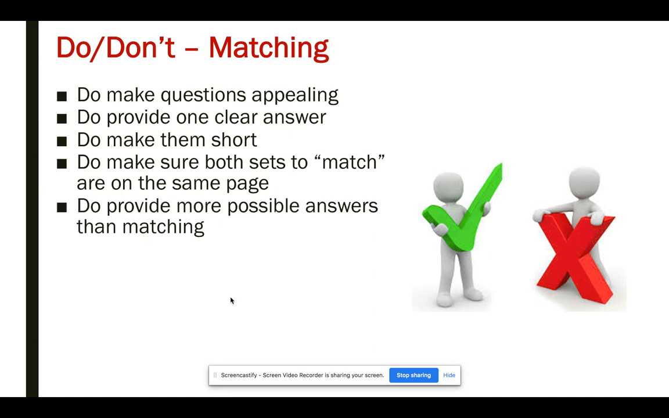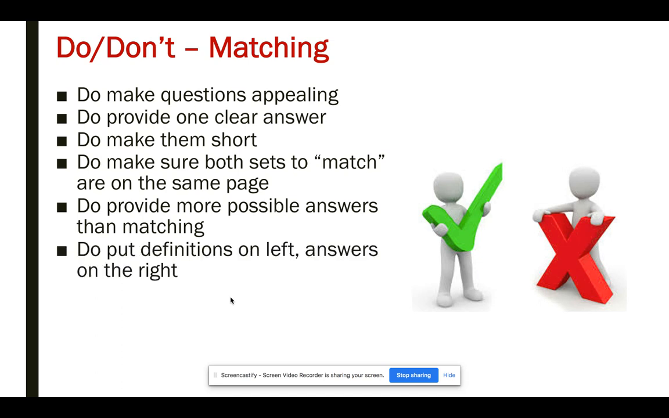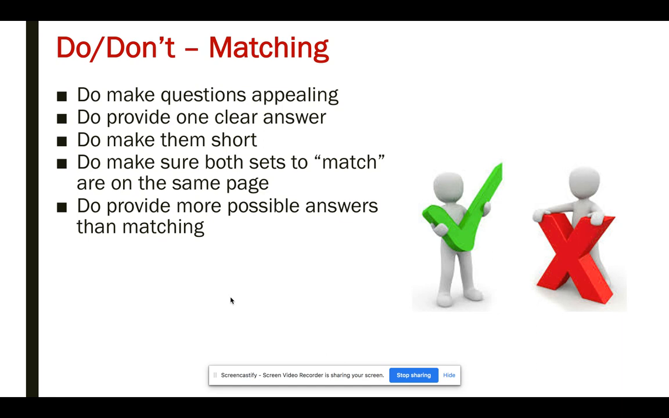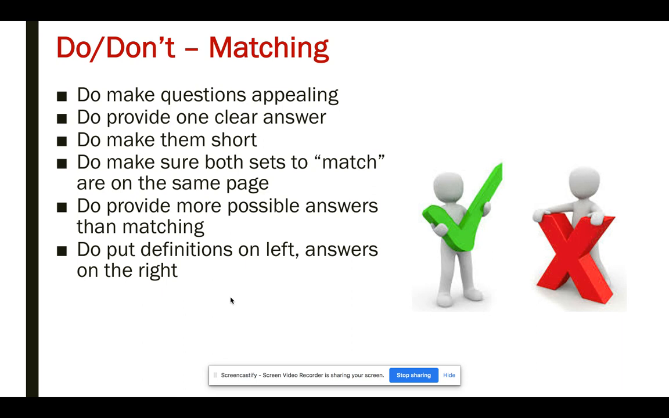Do provide more possible answers than matching options. So maybe you have 10 items, you have 12 things to match it to. So 2 of them are not used. Otherwise, students can use process of elimination and they're not really showing you what they know. Do put definitions on the left and answers on the right.